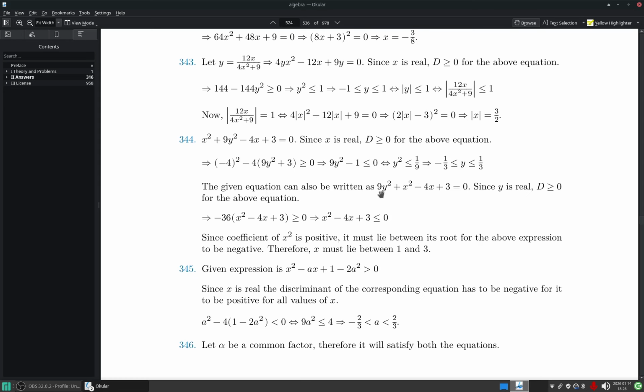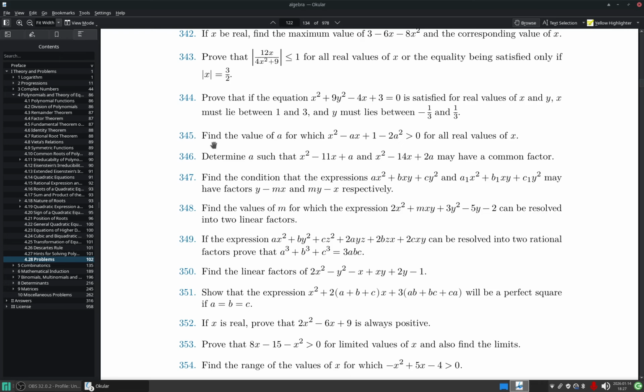The given equation can also be written as 9y square plus x square minus 4x plus 3. Since y is real, D would be greater than or equal to 0. So again we compute the discriminant, it would be minus 36 into x square minus 4x plus 3 greater than or equal to 0. That is, x square minus 4x plus 3 is less than or equal to 0. Since the coefficient of x square is positive, it must lie between its roots for the above expression to be negative. Therefore, x must lie between 1 and 3 because the roots of the corresponding equation are 1 and 3.